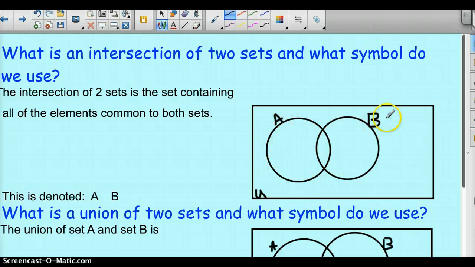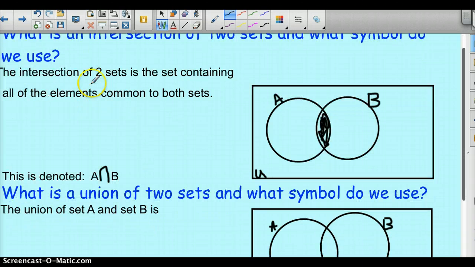So if there are elements in A and elements in B, the elements that are in both are located in this center area, the shaded area in the middle, right there. To do intersection, we denote this as A with kind of like an N in between the A and B. That's intersection going on right there, common to both sets.